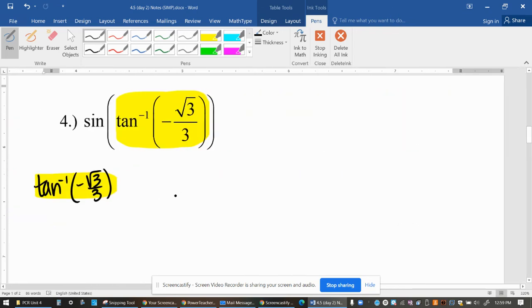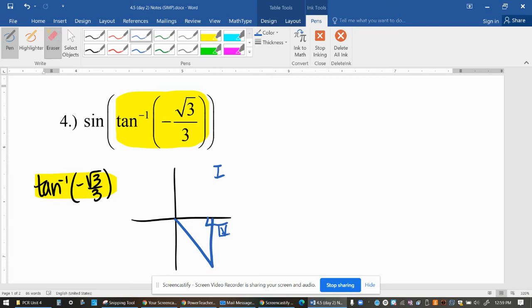Okay, tangent inverse is restricted to quadrants 1 and 4. But because my ratio is negative, I'm thinking I'm going to need the triangle in quadrant 4. Okay? Because there are no negative side lengths. That came out really bad. There are no negative side lengths in quadrant 1. Okay? So I'm going to use the one in quadrant 4 instead.